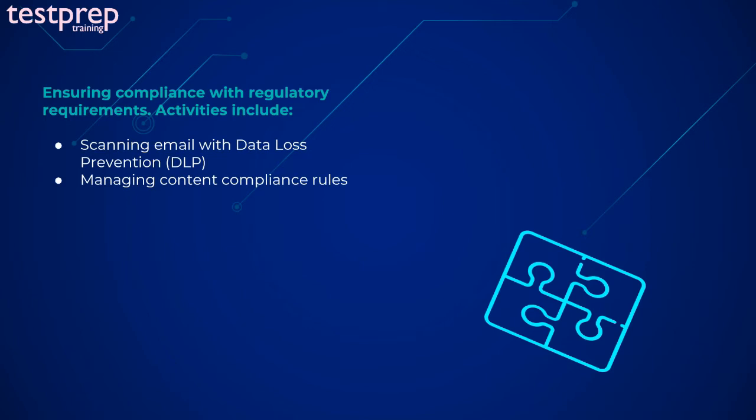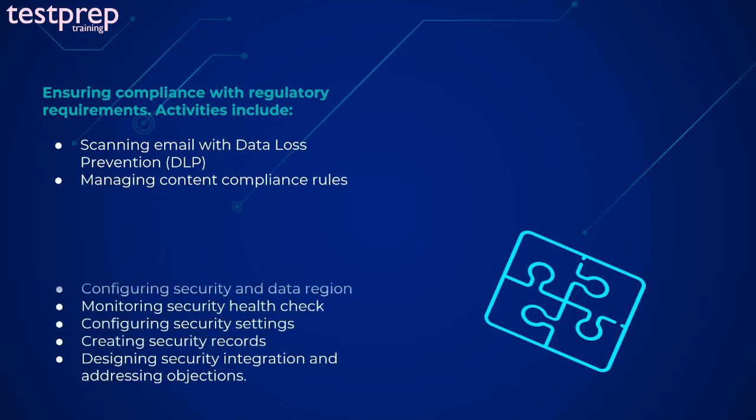Number 3. Ensuring compliance with regulatory requirements. Activities include 1. Scanning email with data loss prevention. 2. Managing content compliance rules. Number 4. Implementing and monitoring data security. Activities include 1. Configuring security and data region. 2. Monitoring security health check. 3. Configuring security settings. 4. Creating security records. 5. Designing security integration and addressing objections.